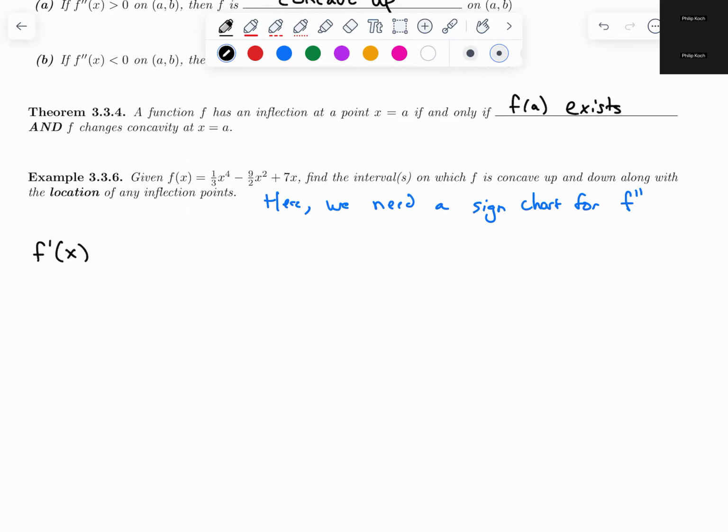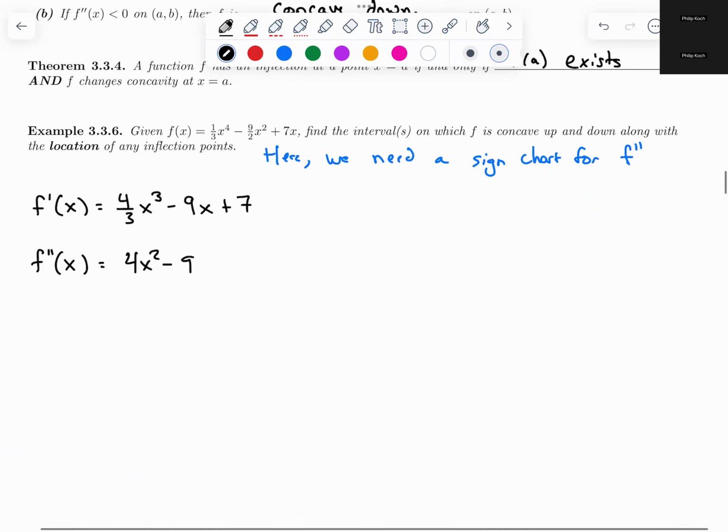f prime of x is equal to 4/3 x cubed minus 9x plus 7. And I'm not going to bother setting that equal to 0 because I'm not interested in where it's increasing or decreasing. If this question had said, find the intervals on which it's increasing, decreasing, concave up, concave down, and location of inflection points, then yes, I need to set this equal to 0 to find where it's increasing or decreasing, but it just wants concavity. So we'll find the second derivative, which is going to be 4x squared minus 9.